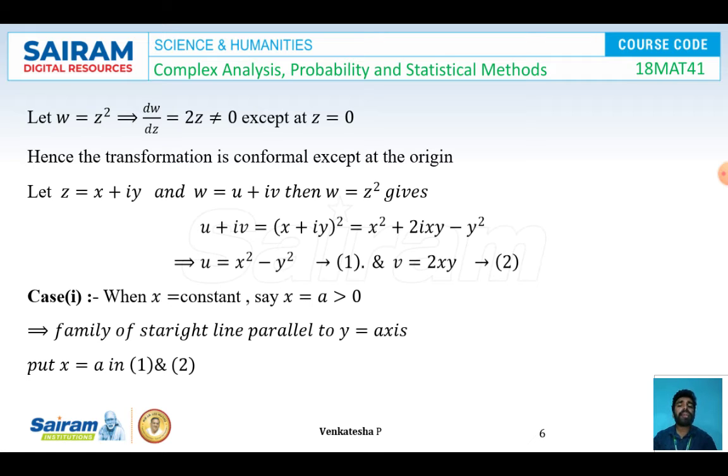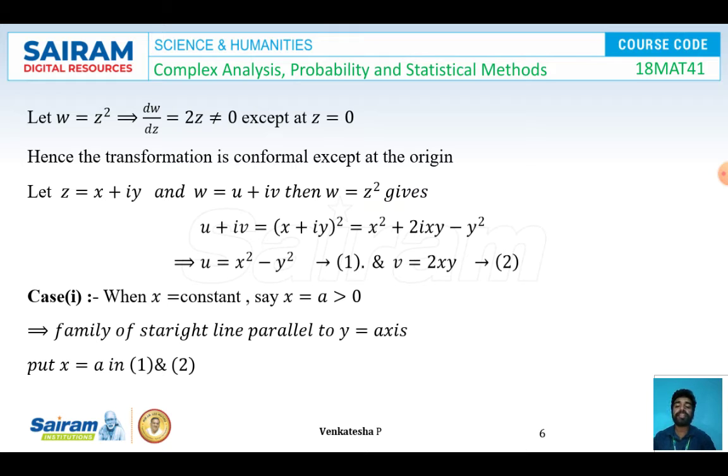Now comparing the coefficients of u and v on both sides, I got u = x² − y² and v = 2xy. I'll call u = x² − y² equation number 1 and v = 2xy equation number 2. Now this transformation falls into two cases.